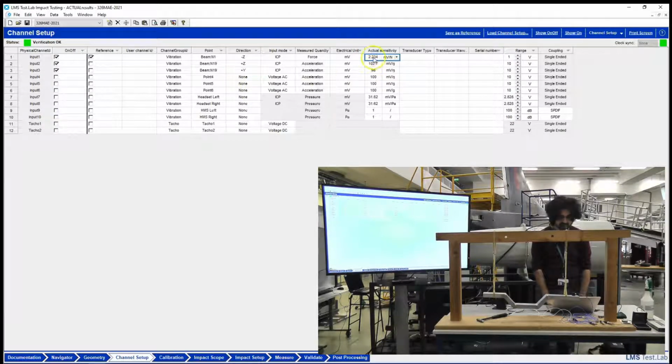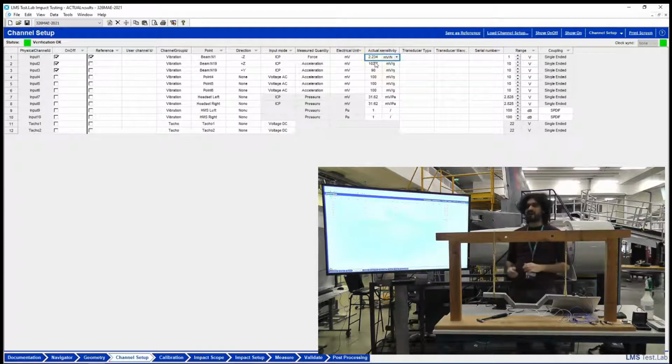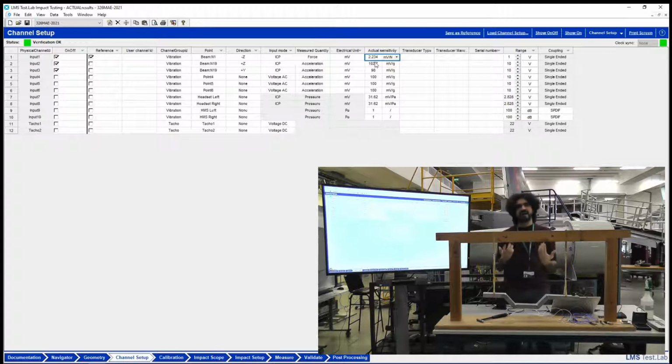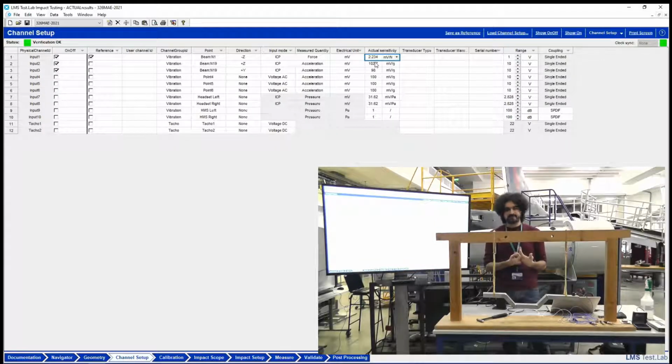What you have here is the sensitivity. This acquisition box doesn't understand anything about units. It doesn't understand newtons, it doesn't understand meters per second squared. What it does understand is voltage. It's a circuit board, so all it understands is voltage and current.